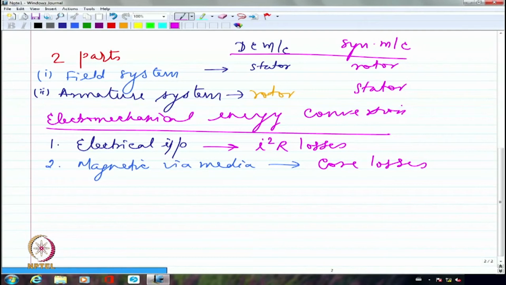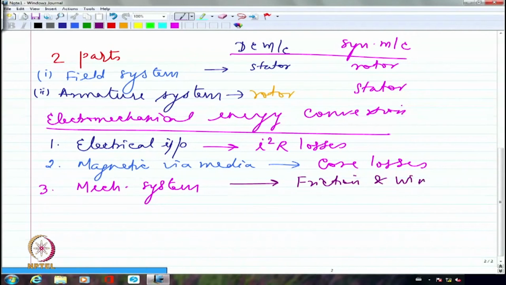And the third type of subsystem which is a part of electromechanical energy conversion system is the mechanical system. So the mechanical system again will have the losses as actually friction and windage losses. These are the two losses that are going to be there normally with any mechanical system. Friction, I am sure all of you know.